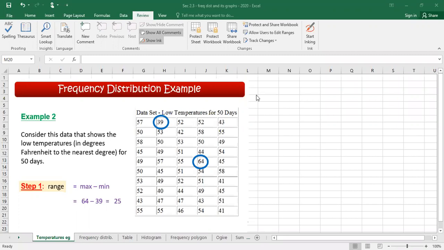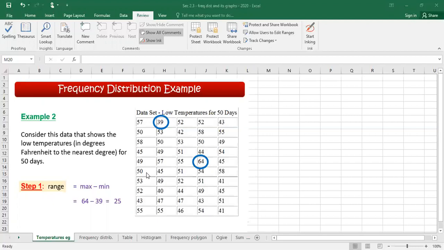the frequency distribution, it can only do the tallying. We still have to do the setup beforehand. So we still have to find our intervals. So here we've got a data set: 50 days, the low temperatures given in degrees Fahrenheit.